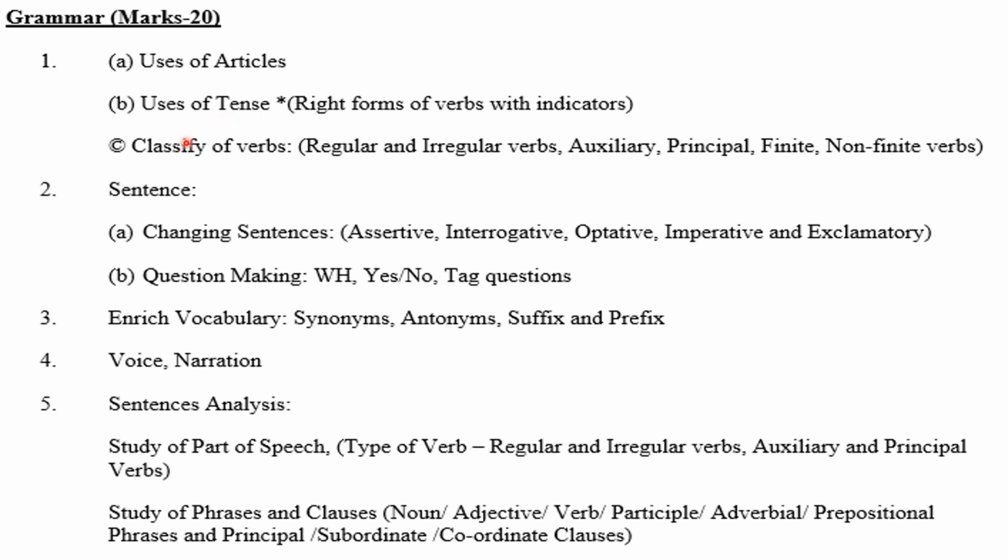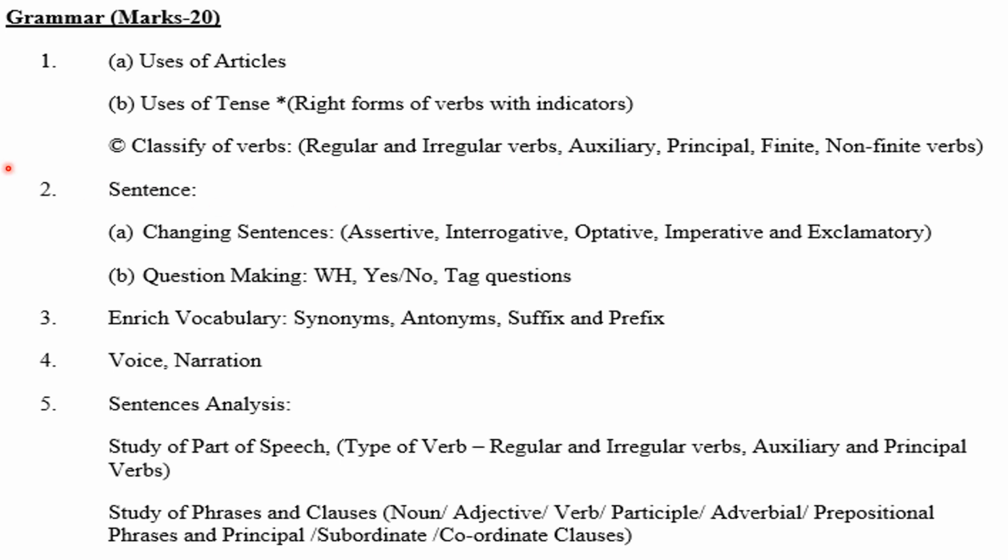Next, C: classification of verbs. Verbs are of different types. Some types of verbs are classified here: regular and irregular verbs, auxiliary, principal, finite, non-finite verbs, etc. We have to know the classification of verbs, and we also have to know how to use these verbs in a sentence correctly, properly, and appropriately.